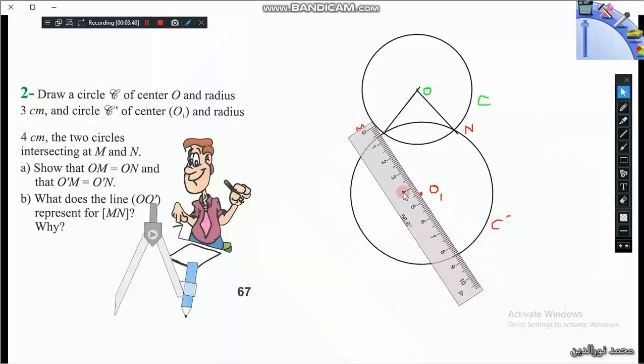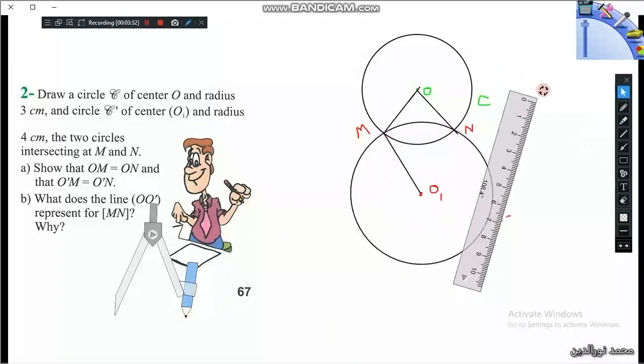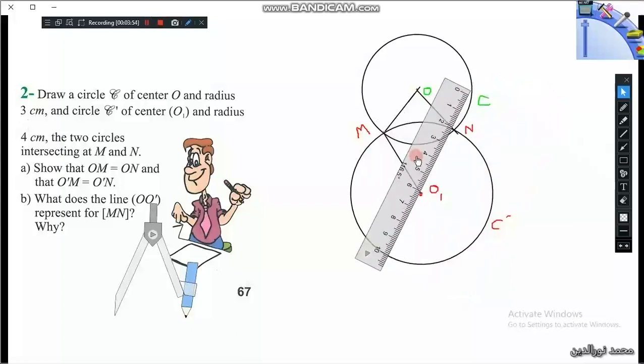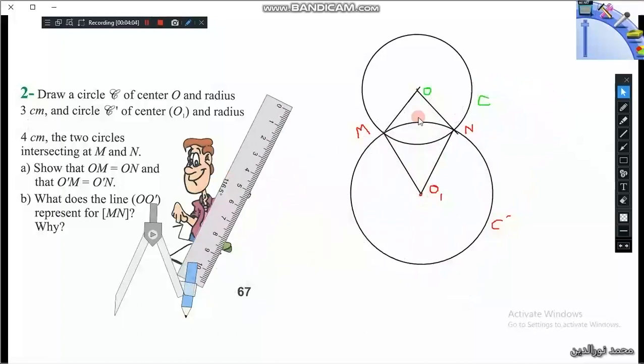So I have this radius O1M, it's a radius of circle C prime, and the other radius is O1N, also a radius of circle C prime, so they are radii of the same circle and they are equal. So these two segments are equal and these two segments are equal.